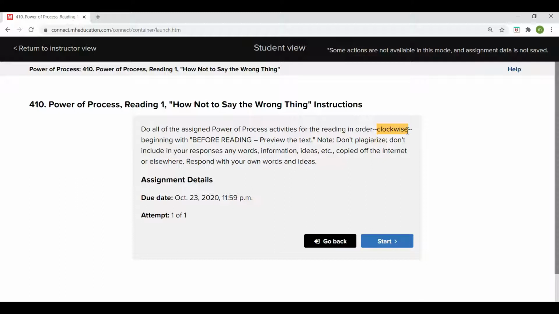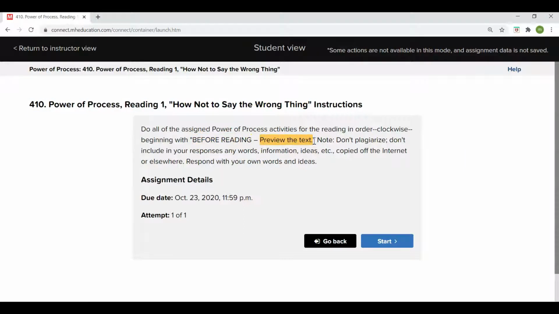Like righty-tighty, lefty-loosey when you're trying to open something. So I guess it would be righty-tighty, so clockwise, and there is the first activity, and of course you can't see this yet, we'll see it in just a moment. The first activity is something called before reading, preview the text. So your first activity in response to this reading, which you'll get access to also, you're going to read an article, and then the first thing you're going to do is preview the text, okay?